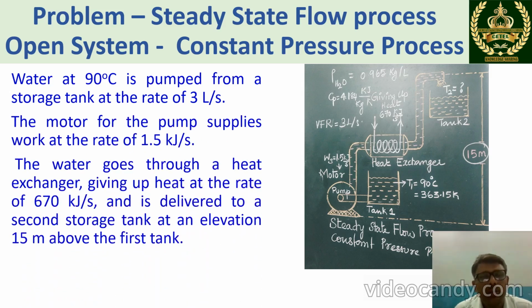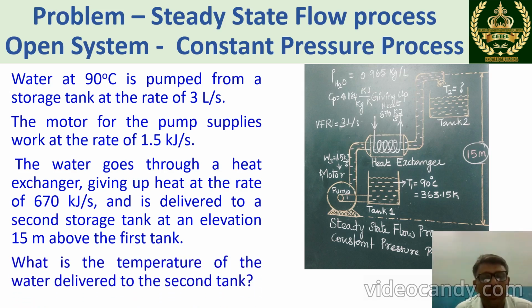The water goes through a heat exchanger giving up heat at the rate of 670 kilojoules per second and is delivered to a second storage tank at an elevation 15 meter above the first tank. Now the question is, what is the temperature of the water delivered to the second tank? The pictorial representation of the problem is given in this image.